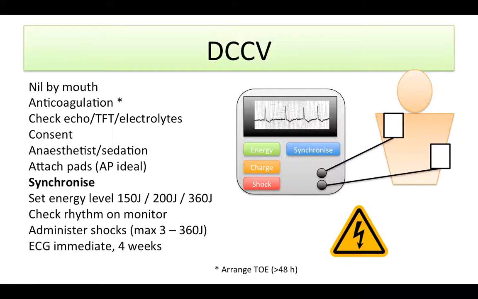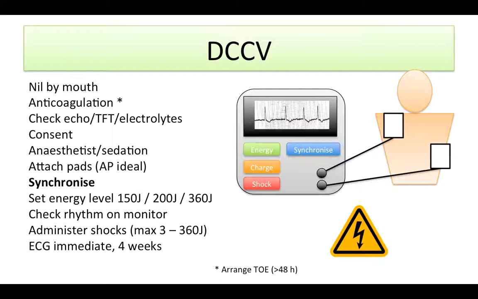Just before you deliver the shock, always check the rhythm on the monitor one last time, just to make sure the patient is still in atrial fibrillation before you give the shock. So then you give them the shock, and you can repeat this process up to a maximum of 3 times, really. If you haven't cardioverted after 3 shocks, then really there's little chance of success at that time.